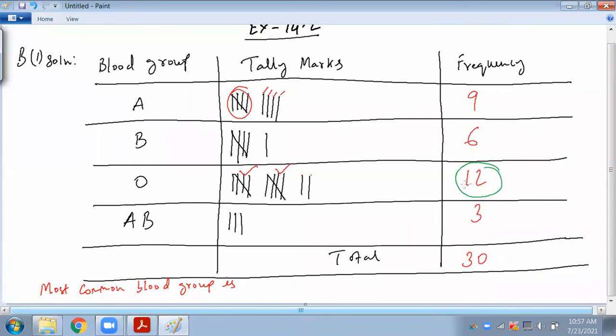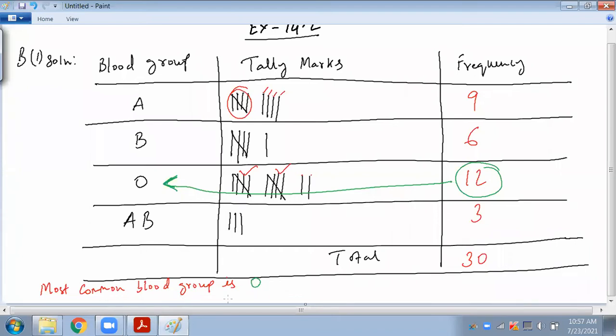The highest frequency is 12. That means the most common blood group is O. The highest frequency 12 is for what? For the blood group O. So the most common blood group is O.